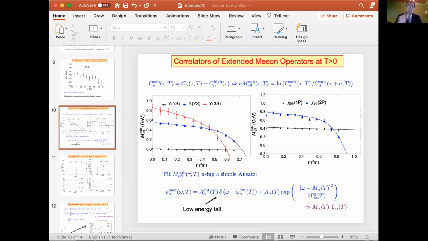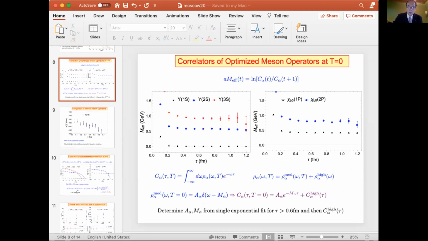Well, so here the essential point is that you get a ground state, or not necessarily the ground state, but you get a state of interest, so whether it's 1s, 2s, and 3s from these operators, and something else at high frequency, because the effective masses certainly won't go to a plateau, right?